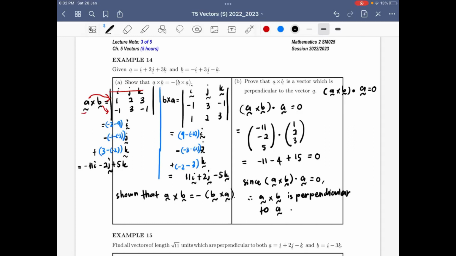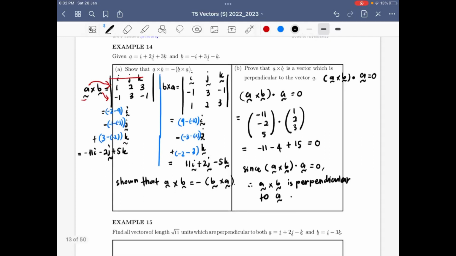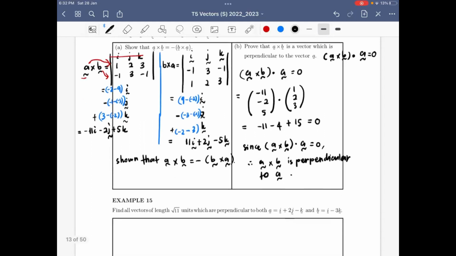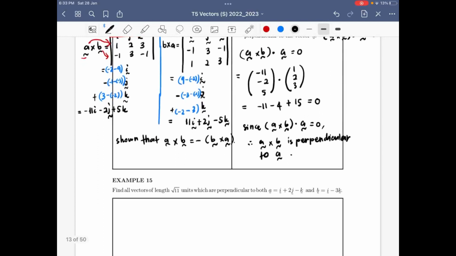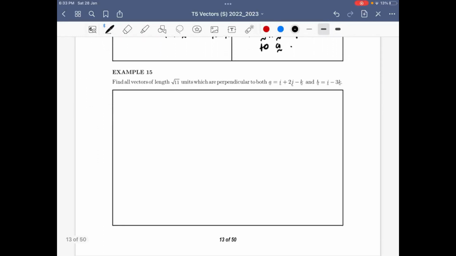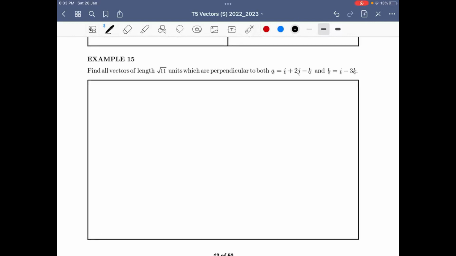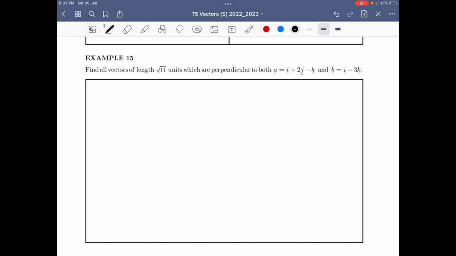Okay, now we go to example 15. I'm sorry if the way of writing or my handwriting is quite bad. I'm so sorry about that. Okay, we go to example 15. As long as you can see and you can understand, that's good already. I hope so. Now we go to example 15.